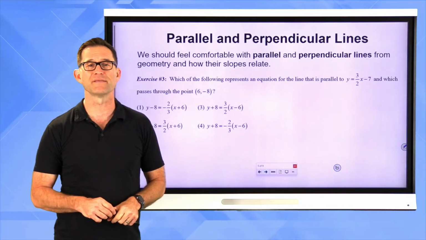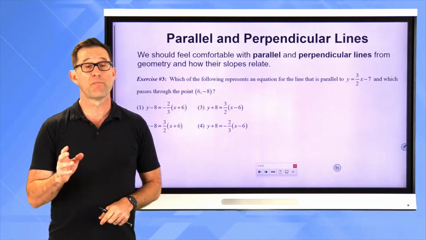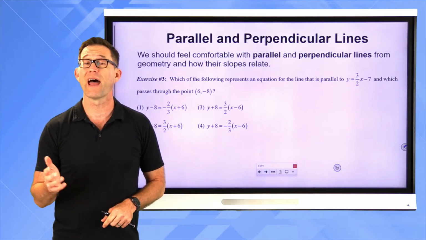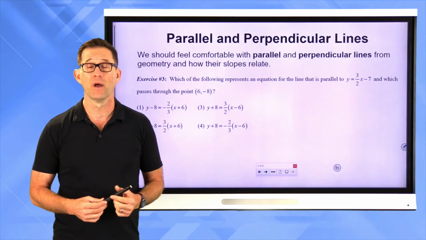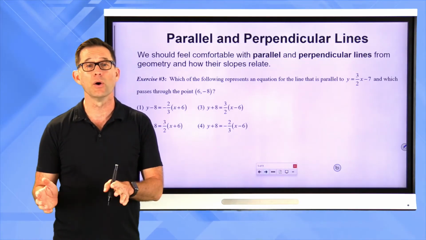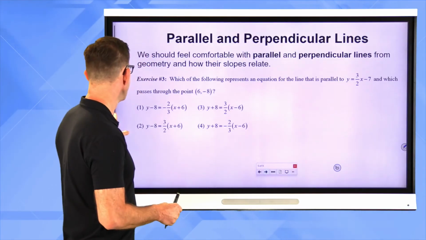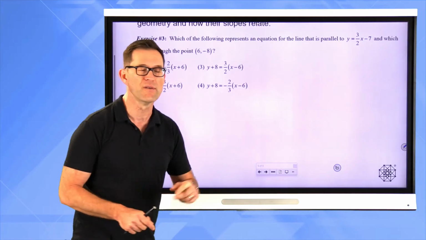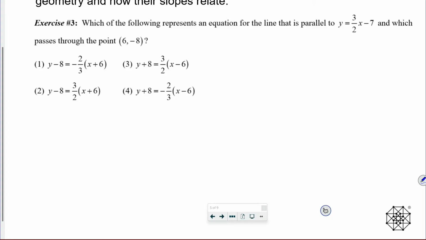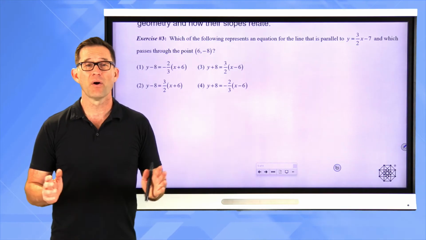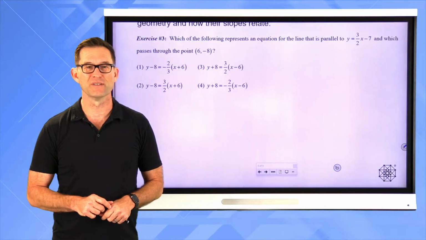Parallel and perpendicular lines. Now, we should feel comfortable with parallel and perpendicular lines from geometry and how their slopes relate. If you've already taken geometry, which most people have before Algebra 2, there is a ton of work on slopes with parallel and perpendicular lines. So let's take a look at exercise number 3 and see if you can remember what's going on. Exercise 3. Which of the following represents an equation for the line that is parallel to y equals 3/2 x minus 7 and which passes through the point 6, -8. All right, pause the video now and see if you can figure out what the correct choice is.